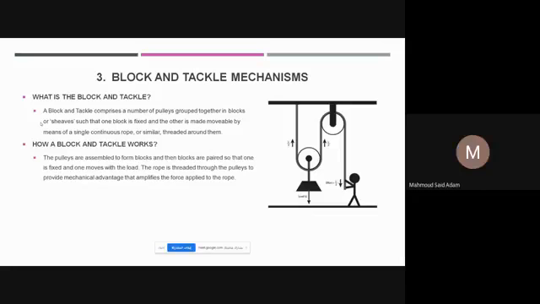Block and tackle machines mechanism. A block and tackle comprises a number of pulleys grouped together in blocks or sheaves such that one block is fixed and the other is made movable by means of a single continuous rope or similar threaded around them. How a block and tackle works: the pulleys are assembled to form blocks.